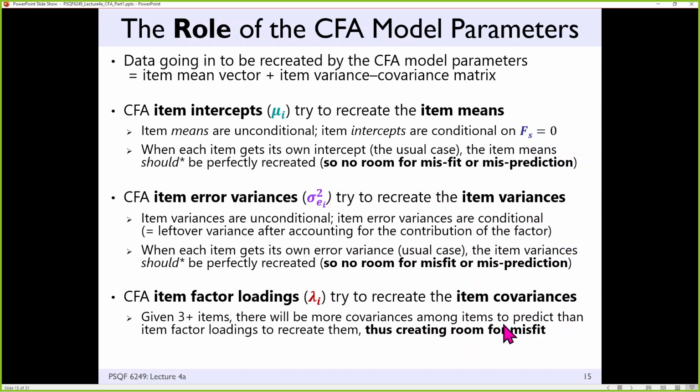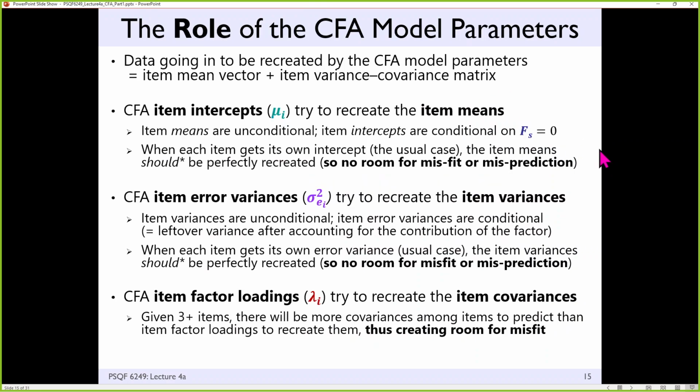Here's the big one, covariances. The purpose of the factor loading is to recreate the pattern of covariance across the items. And now we have the potential to be wrong if we have more than 3 items for a factor. Loadings and covariances. That's really the only thing that we have to keep track of in terms of parameters and how many we have and how many we could have.